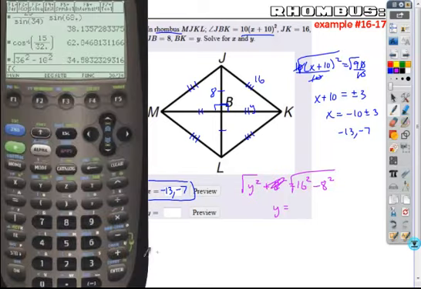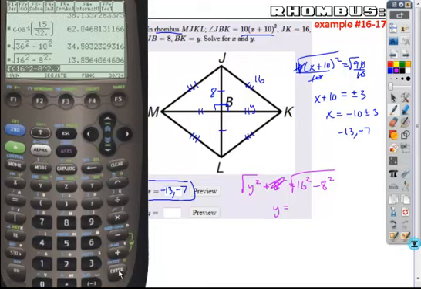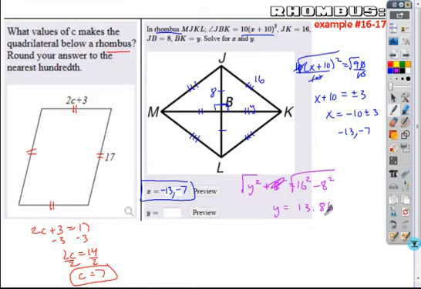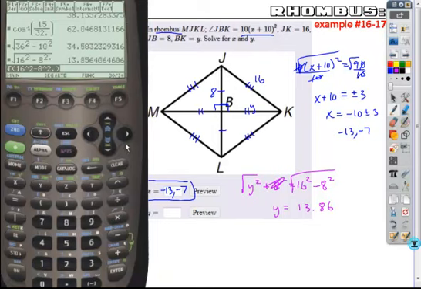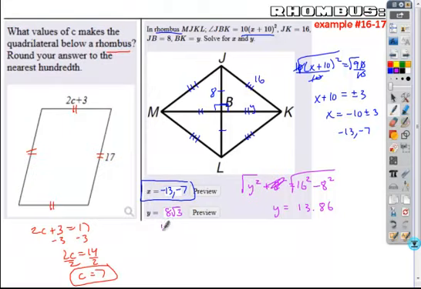And so if we take the square root of 16 squared minus 8 squared, we'll put a decimal in there so that we get an answer in decimal form. And I get approximately 13.86. And if you left it in just terms of an exact radical, you get 8 root 3. So either of those forms would be acceptable.